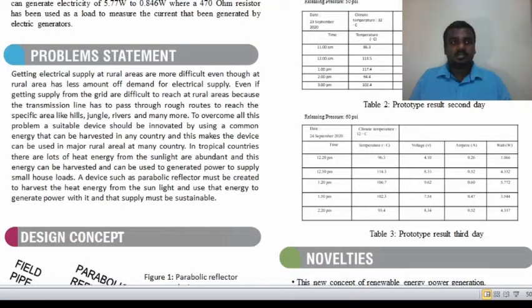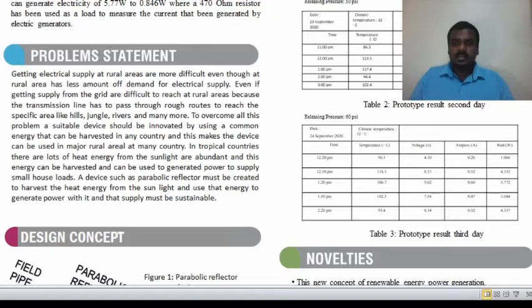So the setup for a transmission line is very costly, and if they choose a renewable energy method to get electricity over the area, many renewable energy options have disadvantages. Like solar panels, after some time we have to change the panel, and if they want to go for a hydro power plant, then they have to change the river flow. That will affect the agriculture and all. So this prototype will solve these kinds of problems.